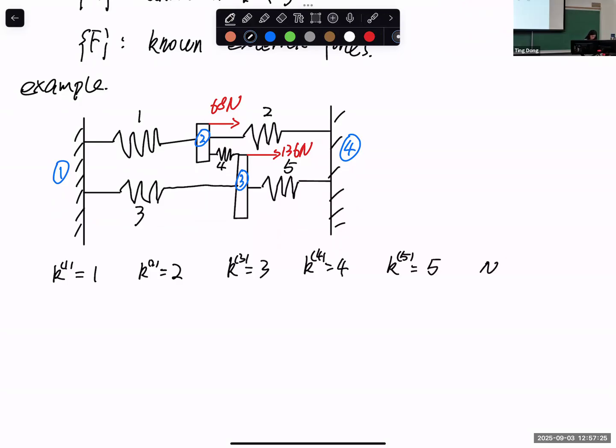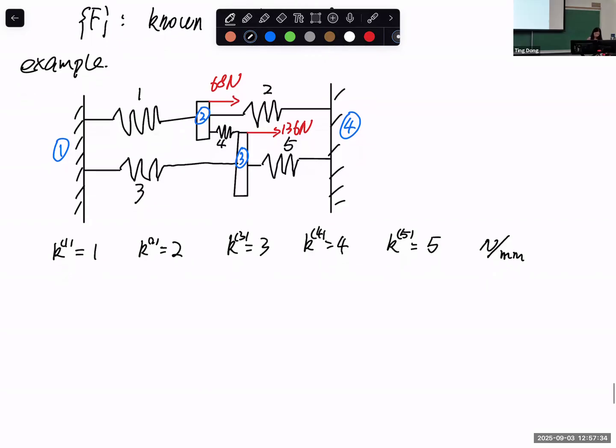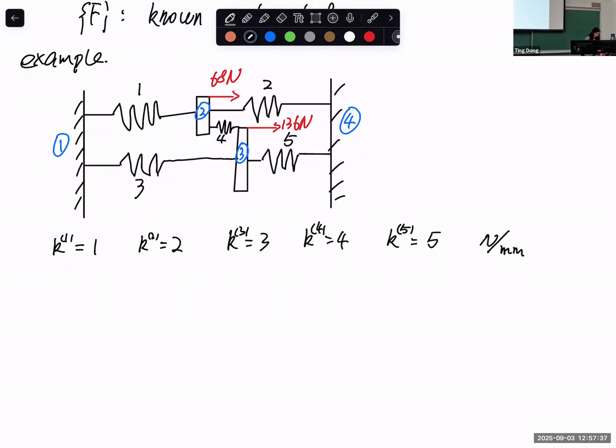And the unit, of course, is force per length, so Newton per millimeter for the K stiffness for the 5 spring elements. The question is that, of course, I know degree of freedom U2, U3. We need to calculate displacement at node 2, displacement at node 3, reaction force at node 1, reaction force at node 4, and element force of the second spring element.